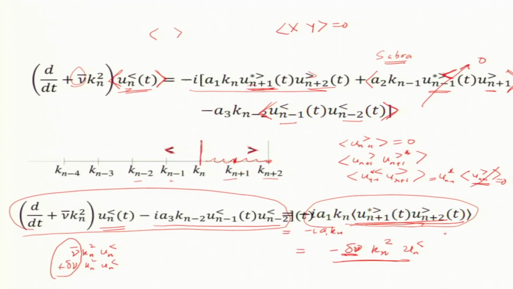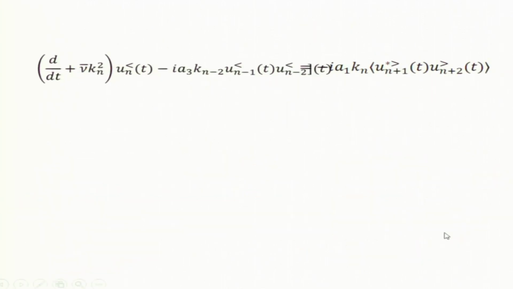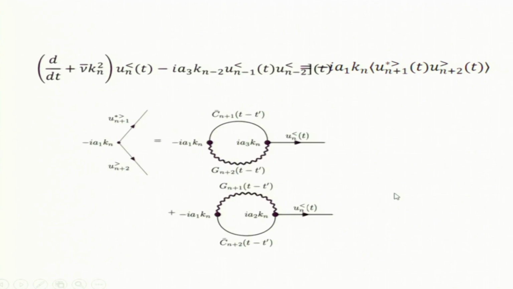Okay, so our idea would be to compute this right hand side. Okay, and that computation is what we'll do now. So I'm sorry. Well, this is the same equation. So we write this in terms of Feynman diagrams. So this minus i a_1 k_n, this guy. Okay, this bit of transport from Keynote to PPT, that happened. So, minus i k_1, this is the vertex, okay. u_{n+1} star, this is u_{n+1} star, and u_{n+2} greater. So, these two are greater.